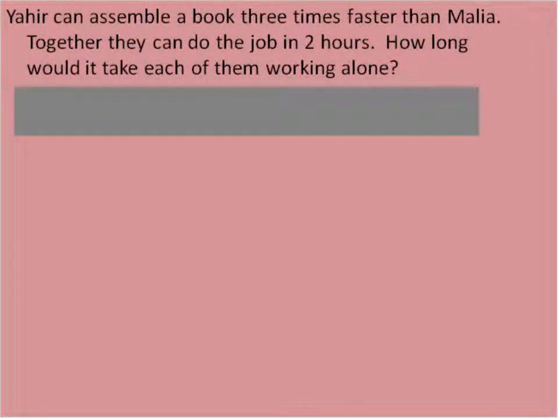All right, last but not least, we're going to look at the last one here. Yahir can assemble a book 3 times faster than Malaya. Together they can do the job in 2 hours. How long would it take each of them working alone? So they don't tell us who to define as the variable. So you can do it either way.